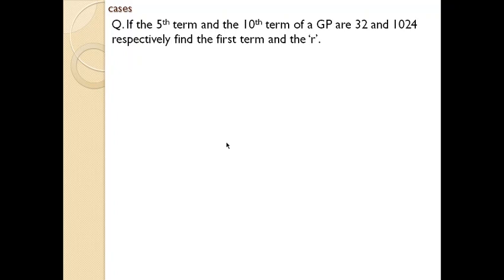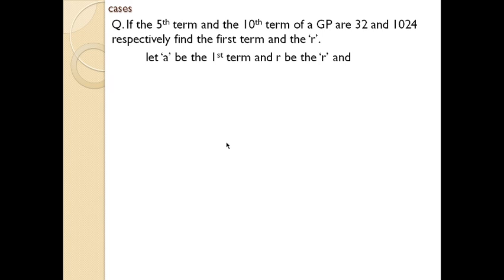You need to find the first term, that is a, and r. R means the common ratio. Let's extract all the things that are given in the question in a meaningful form. Okay, let a be the first term.